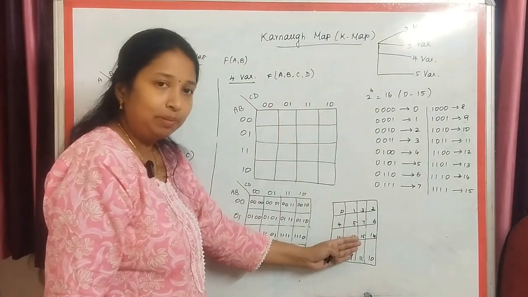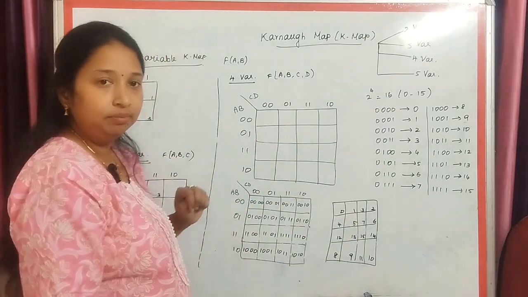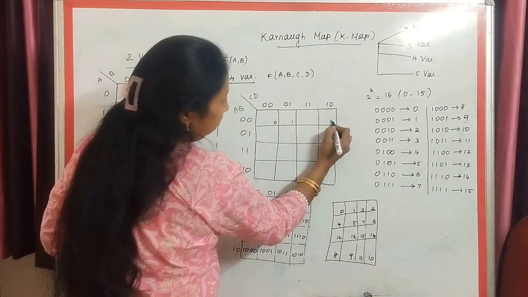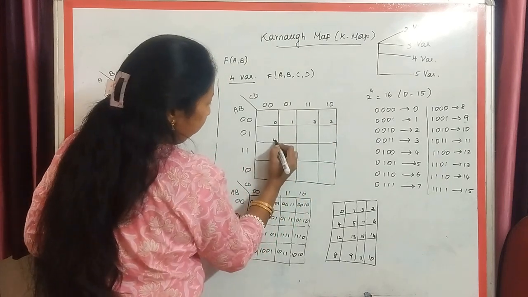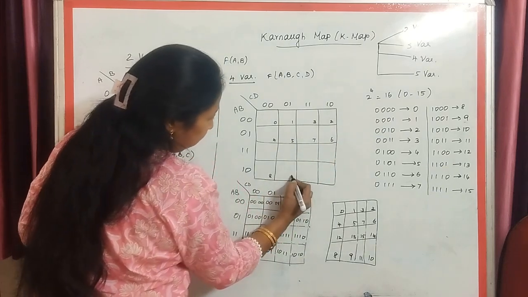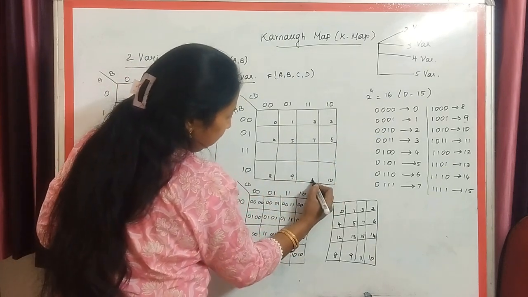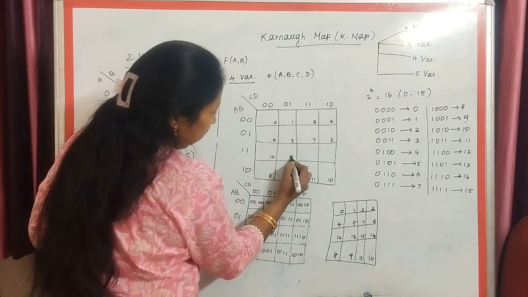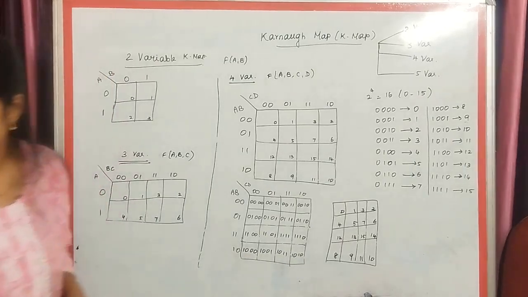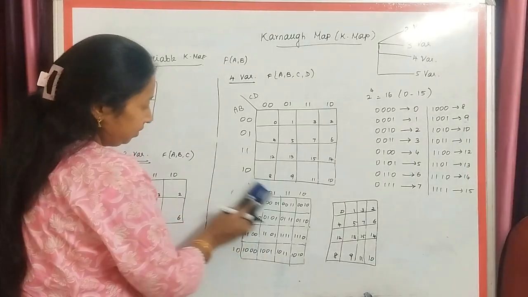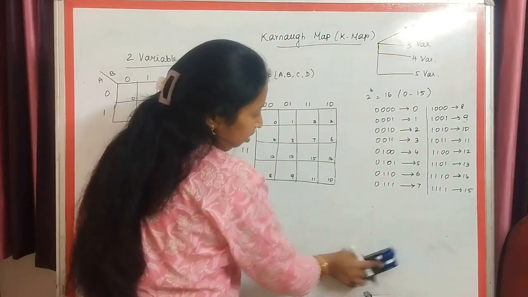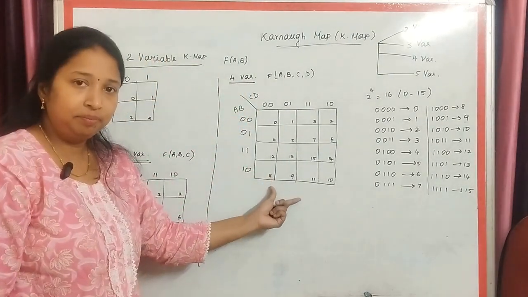Now I'm just going to represent these numbers back in the boxes. So how do you write? It is 0, 1, 2, 3, 4, 5, 6, 7, 8, 9, 10, 11, 12, 13, 14 and 15. This is how you will be representing. Is it clear? This is how you will be representing a 4 variable map.